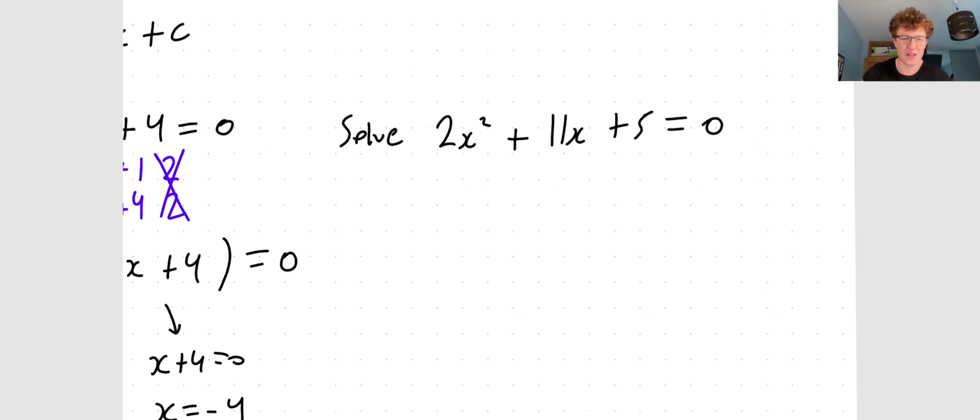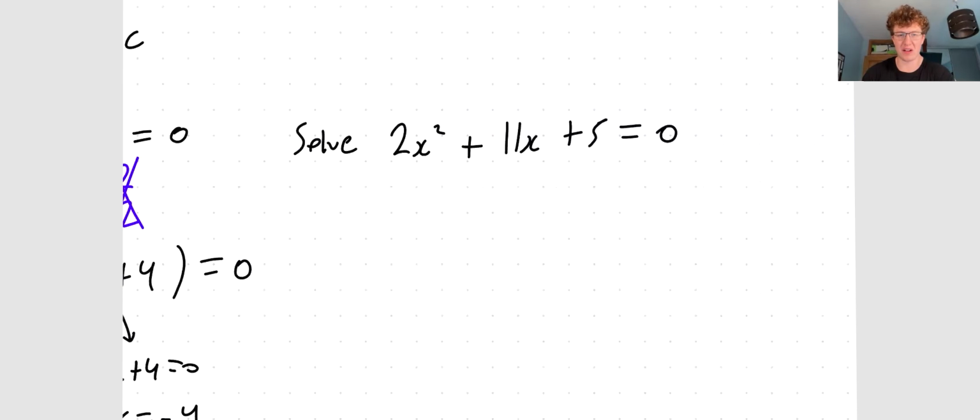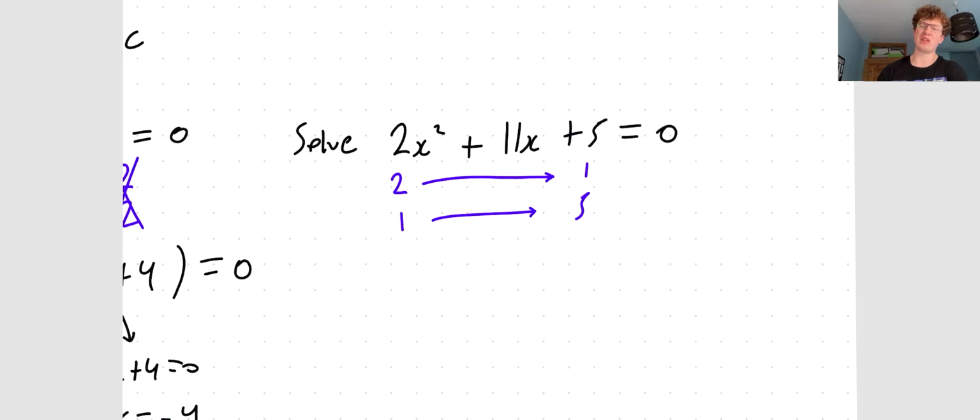So, first step again. Write out the factors of this. It's going to be 2 and 1, and then the factors of 5 are going to be just 1 and 5. Simple. Now, we need to find a combination that will add to 11x. So let's try this. 2 times 1 is 2, and 1 times 5 is 5. 2 plus 5 is only going to give us 7. Or, 2 minus 5 is going to give us 3 or whatever. We're never going to be able to get a combination that will add to 11 here. So that won't work.